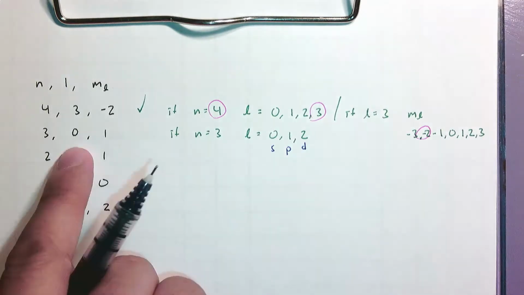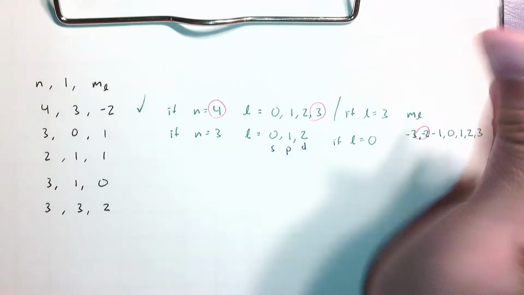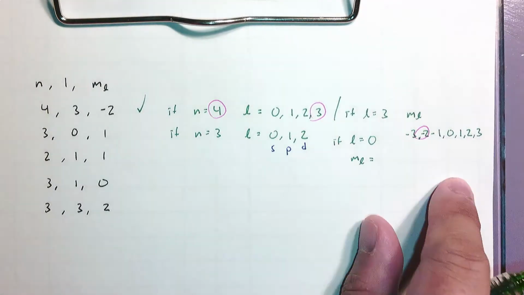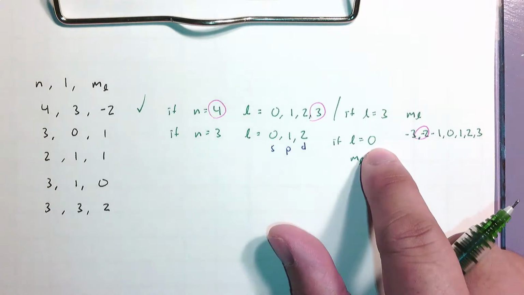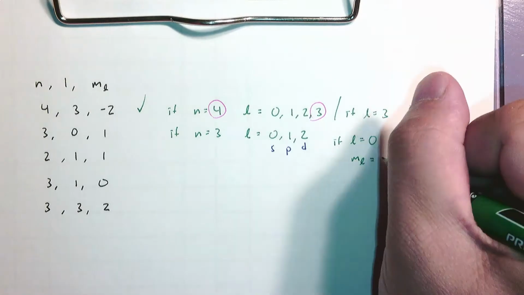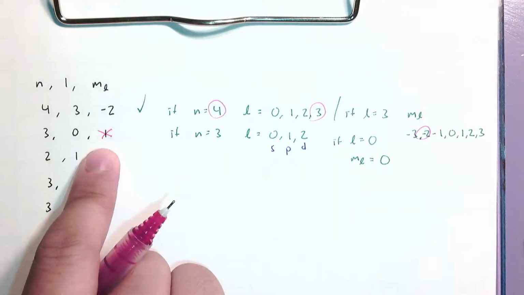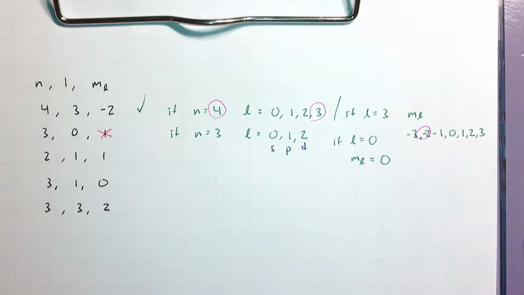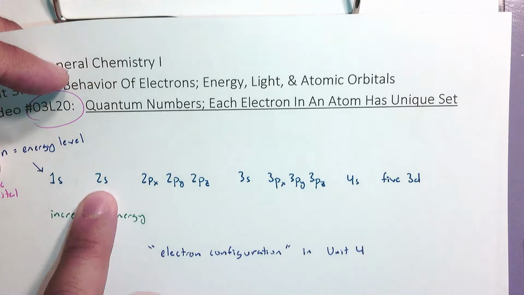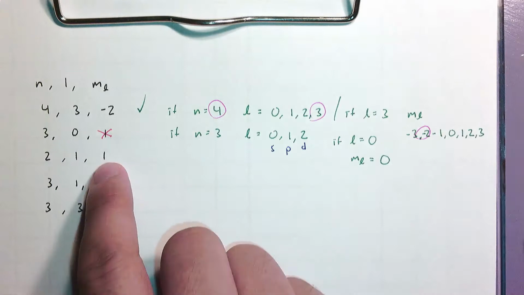Now, L equals 0. If L equals 0, m sub L equals what? Negative L to positive L. But L equals 0. It's not even 1. There's only one s orbital per energy level, so m sub L has to be 0. It can't be 1. There's only one s orbital per energy level. 1s, 2s, 3s. Because of that, how can you have an m sub L of 1?